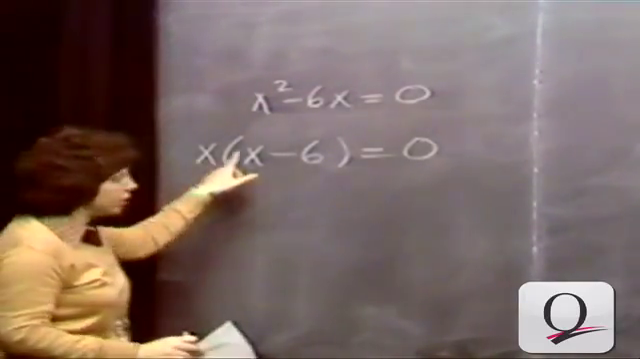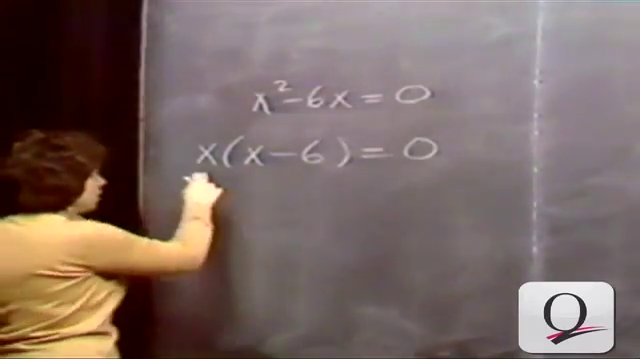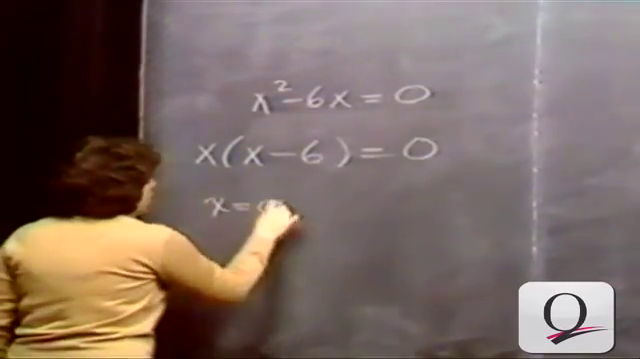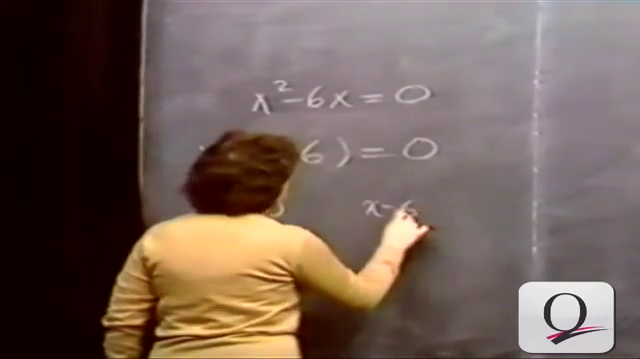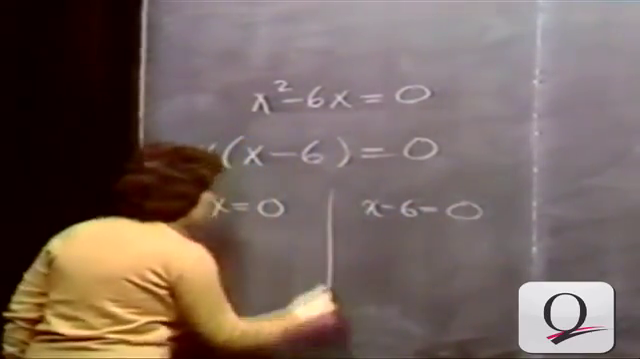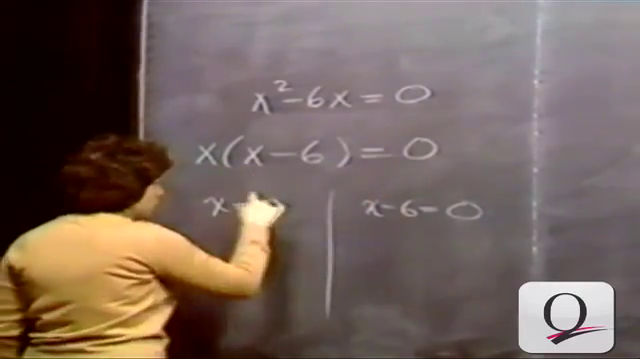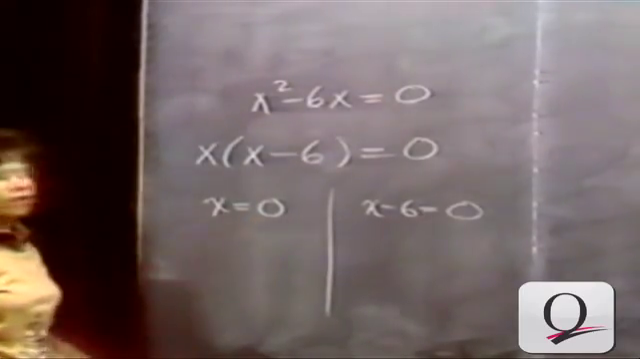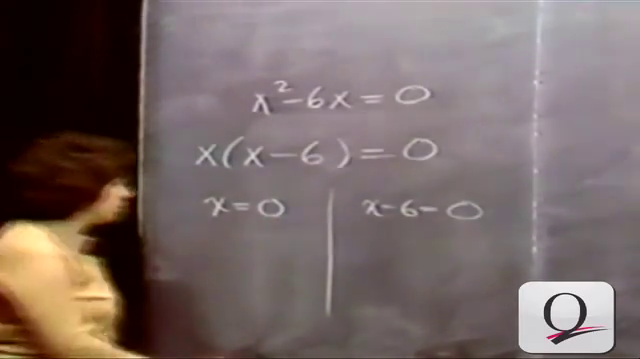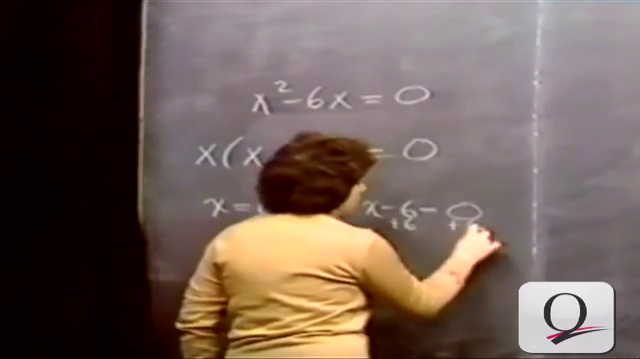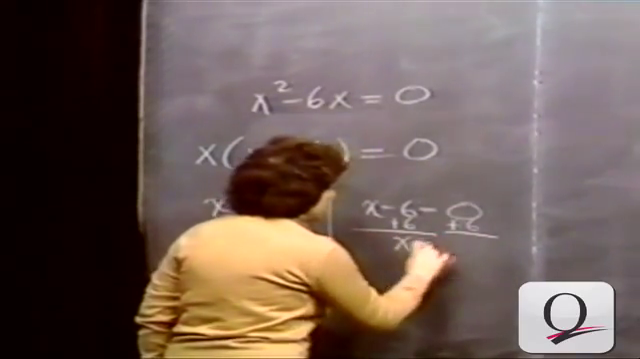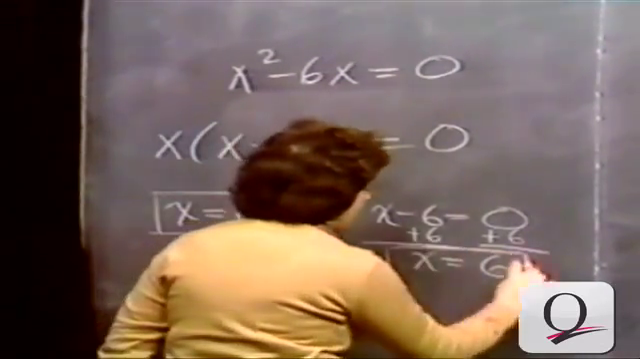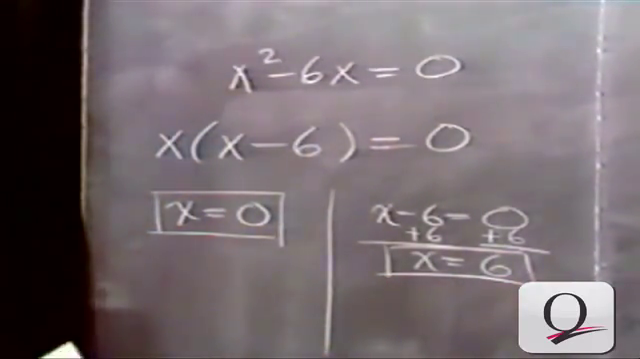We now have the product of two numbers equals 0. This is like a times b equals 0. This gives rise to either x equals 0 or x minus 6 equals 0. a times b equals 0, so a equals 0 or b equals 0. Now the one on the left, of course, is already solved: x equals 0. The one on the right, we add 6 to both sides, and we get x equals 6. So two solutions to this quadratic equation: x equals 0 and x equals 6, and you can check them very simply.